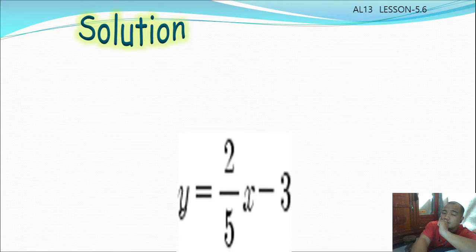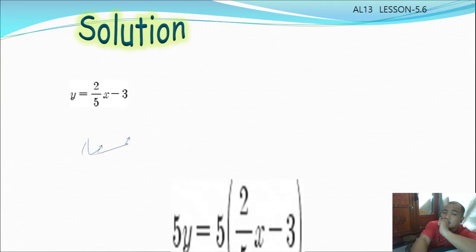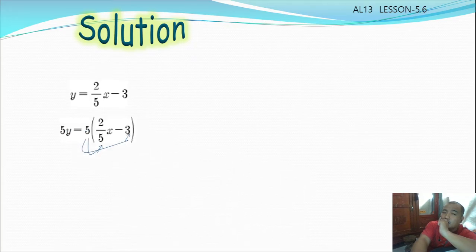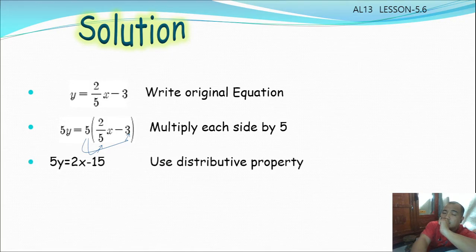So we have here an equation in slope-intercept form, y equals 2 fifths x minus 3. How are we going to transform this to its general form? First, multiply both sides of the equation by 5. So it becomes 5y equals 5 times the quantity 2 fifths x minus 3. Multiply each side by 5 using the distributive property. So 5y equals 2x minus 15.